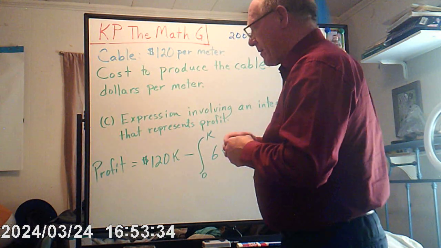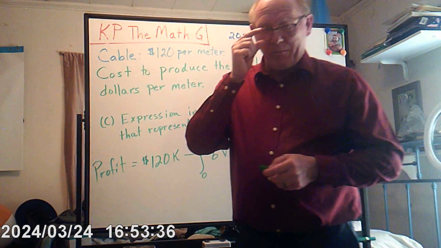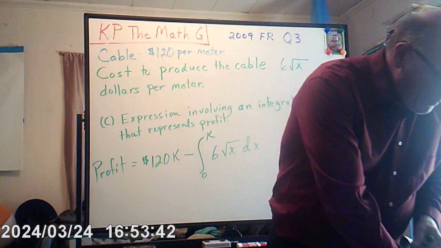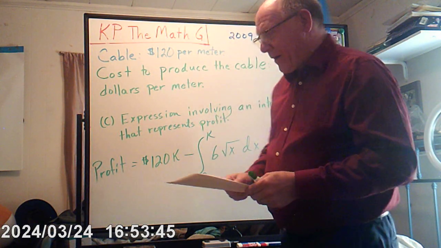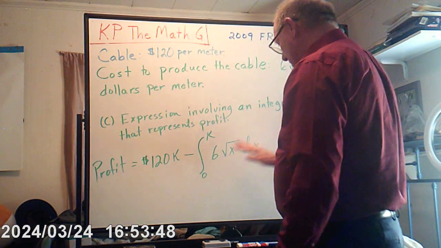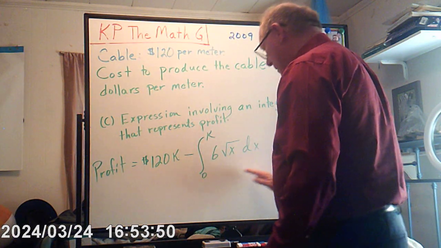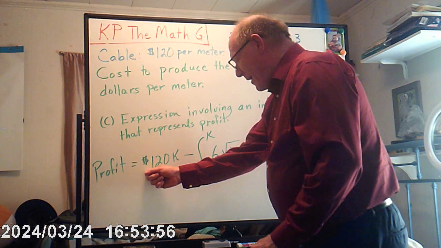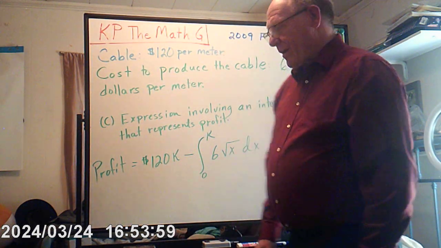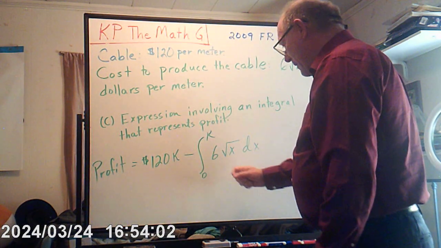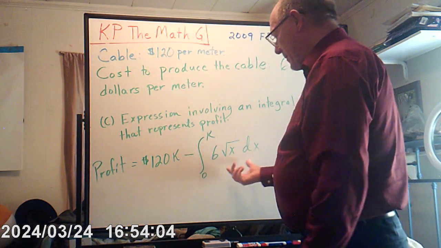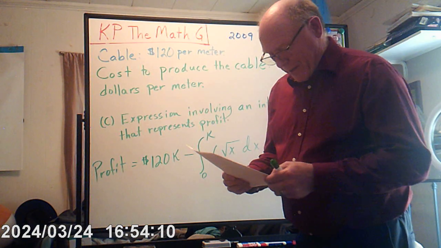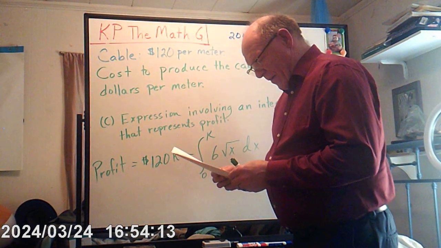You want to remember that because we're going to use that for part D, and that's where we're at now. Again, this is the rate that it's being sold, 120, but the amount that's being made is times K. And that could be easily done here if I wanted to, but all we need is an integral expression, and that's it right there.